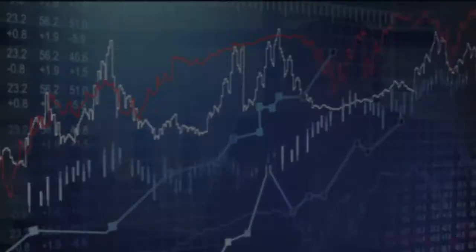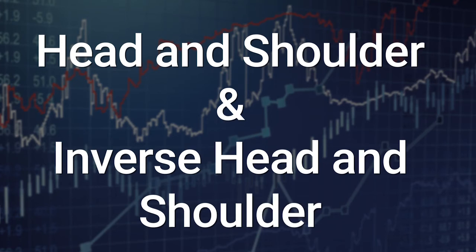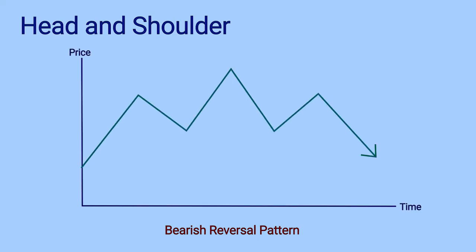Hello everyone, welcome back. In this video, we are going to discuss the head and shoulder and the inverse head and shoulder classical chart pattern. The head and shoulder is a bearish reversal pattern. That means after an up move, if we find a head and shoulder pattern, then after the breakdown, we see the price coming down, that is price reversal.